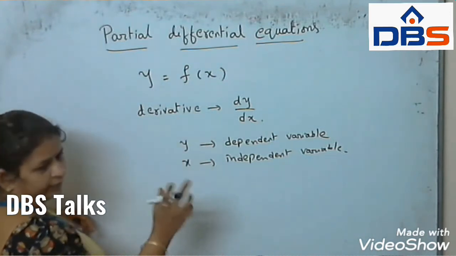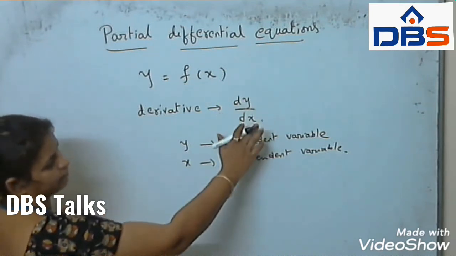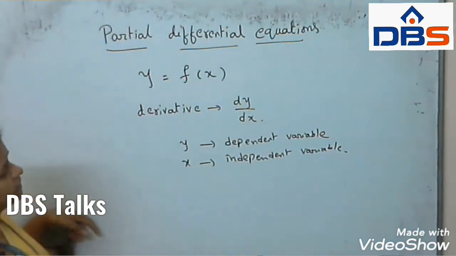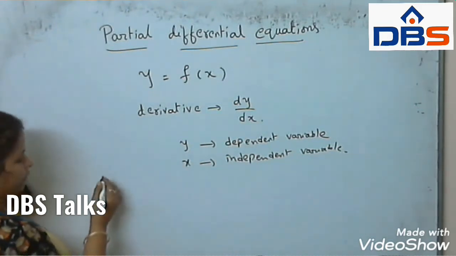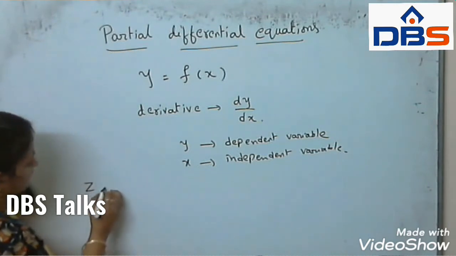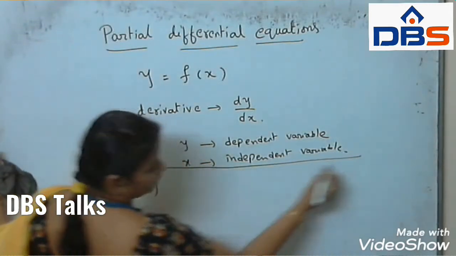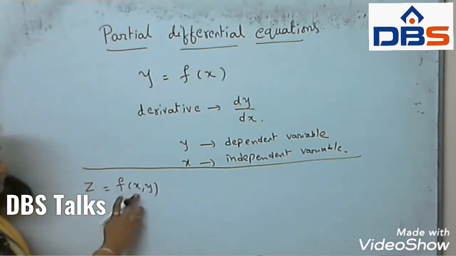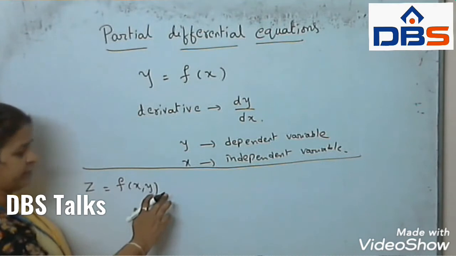Suppose y is a function of x, y is in terms of x only. Then the derivative of y is dy by dx. We can differentiate y with respect to x. That means x is independent and y is dependent. So this is an ordinary derivative because there is only one independent variable. Suppose we take a function z equal to f of x, y. Here z is the dependent variable and x and y are independent variables.